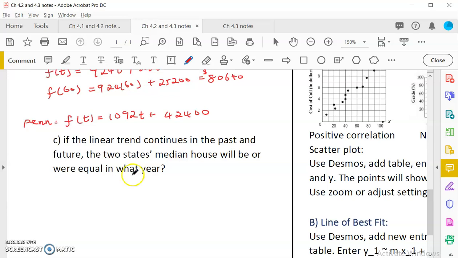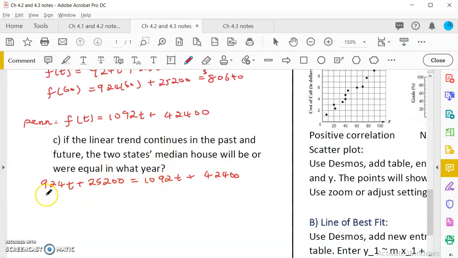So when will they be equal? You just equate them, right? They're two different functions, so you want to solve the equation 924t plus 25,200 is equal to 1092t plus 42,400. You might worry, would they ever be equal? Because this is growing faster, and they start off higher. So let's see what happens.